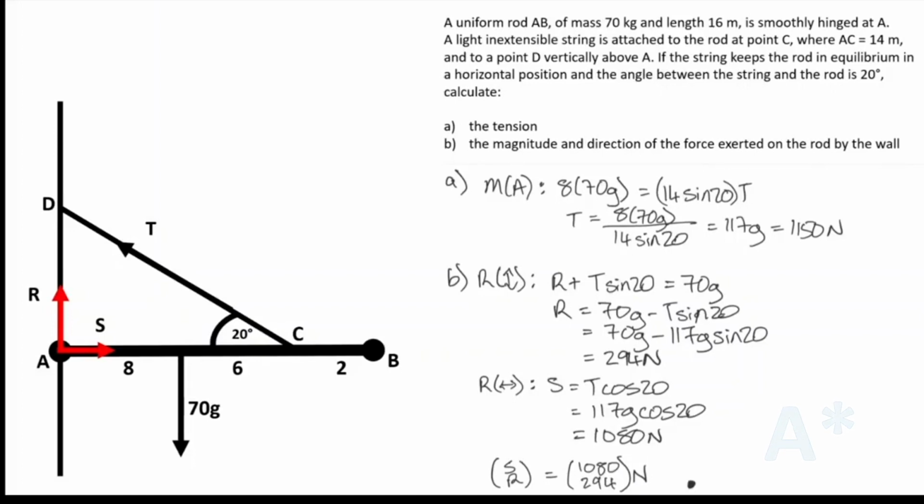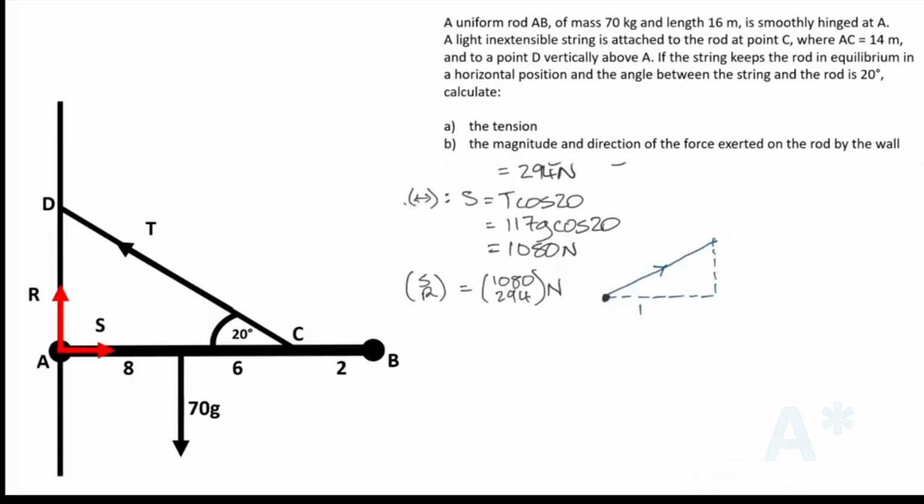Okay, so we found R and S, which means we can write out the vector. SR is 1080, 294. If we drew the vector, this is what we would get. 1080 to the right, 294 up. The magnitude of any vector we know we can find through using Pythagoras. So that's 1080 squared plus 294 squared, and that gets us 1120.